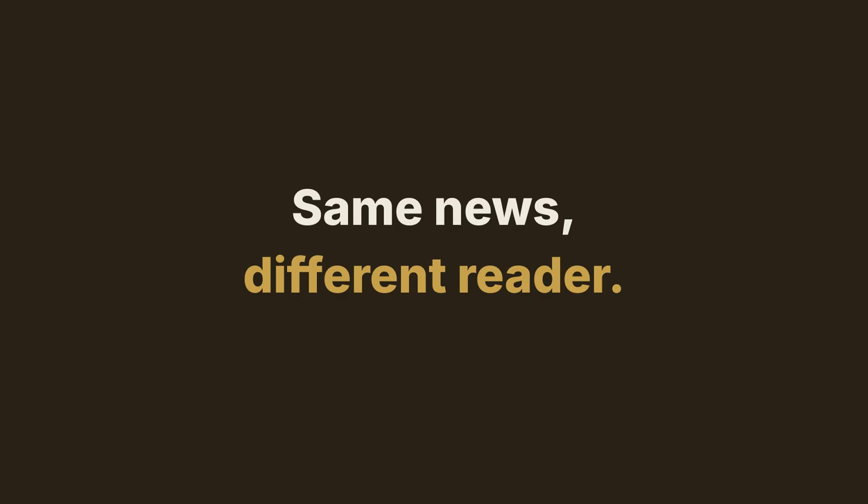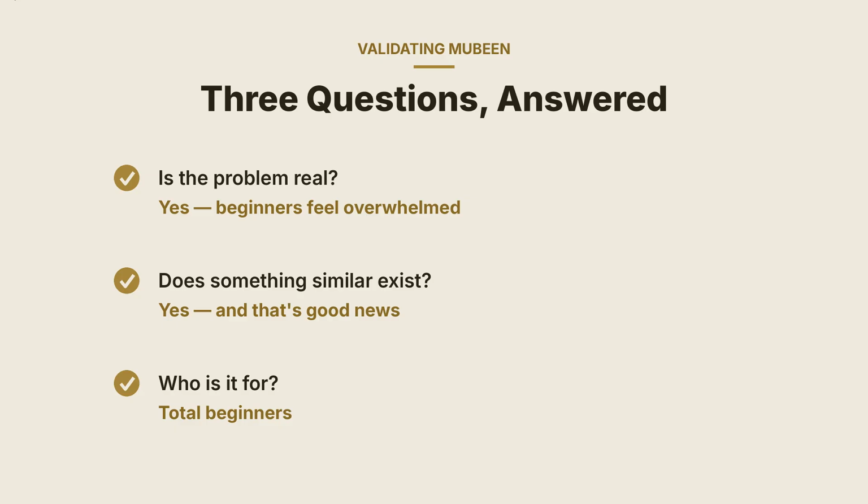For Mubeen, the difference is the reader. It's designed for people who are still learning. The news may be the same, but it's explained in a simpler way. Same news, different reader. And who is Mubeen for? Total beginners. People who want to understand the market, not gamble on it. And honestly, I'm building it for myself too.